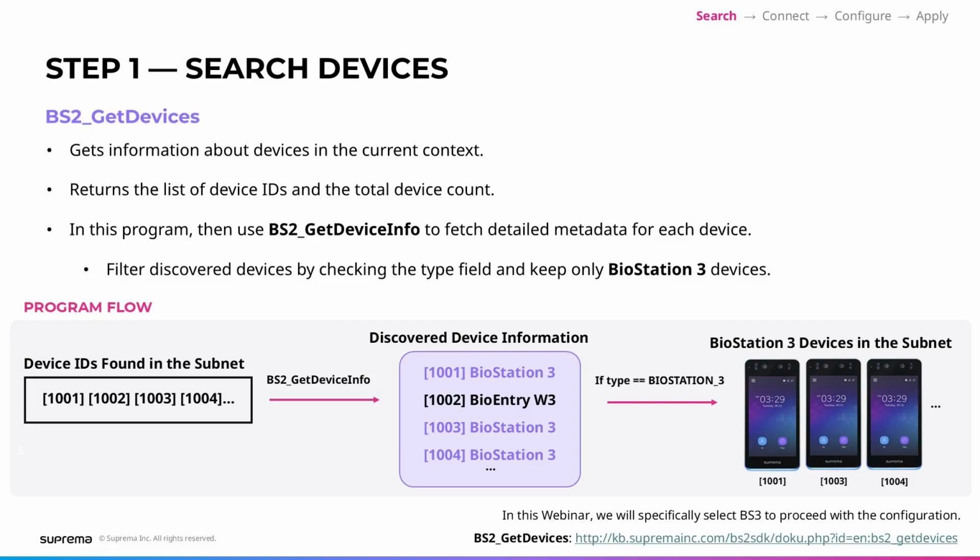From there, we go through the device IDs and call BS2 Get Device Info for each one. This gives us device information such as the device type, IP address, and port number. In this program, we are interested only in BioStation 3 devices. So, after retrieving the device information, we check the type field and keep only the devices identified as BioStation 3. At the end of this step, we have a clean list of BioStation 3 devices ready for the next step.